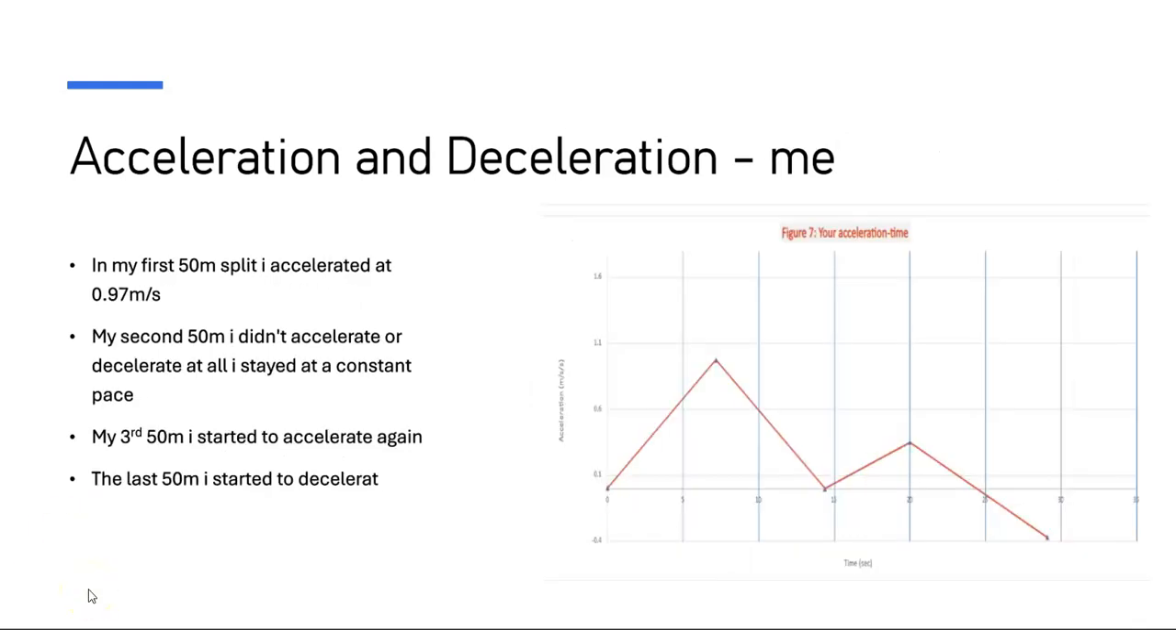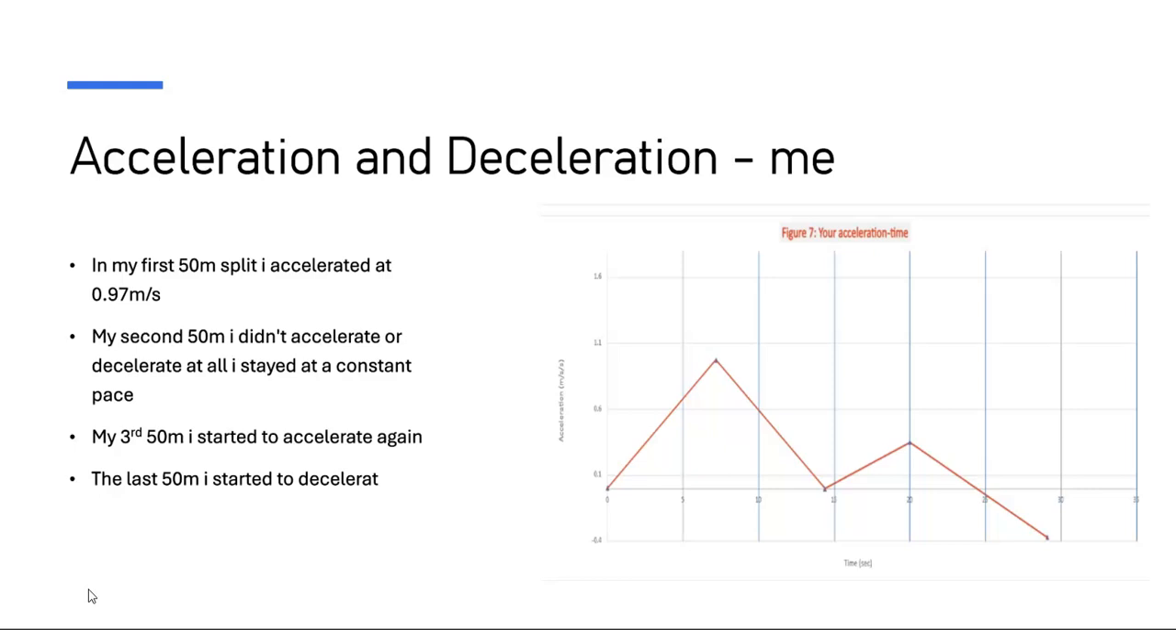My acceleration and deceleration. In my first 50-meter split, I accelerated at 0.97 meters per second. This is also my fastest acceleration during the 200 meters, for the same reason it is for Usain Bolt and Amber Anning, because I start from zero and try to speed up quickly to reach my max velocity. In my second 50 meters, I didn't accelerate or decelerate at all. I stayed at a constant pace.